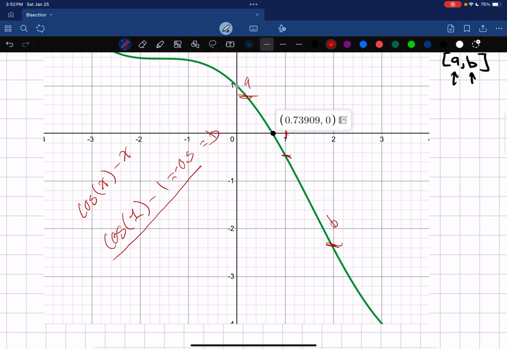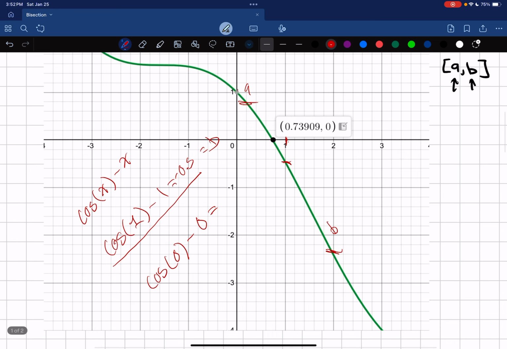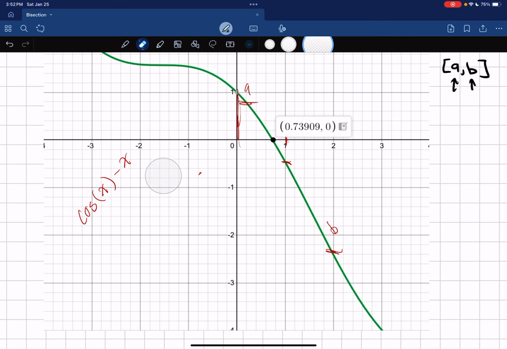Now I want to find a positive one. Let's say cos at 0 minus 0 equals what? And we know obviously at 0 this will equal 1, and that's positive, so that's A. So you'll have to just sub in random points until you find a positive and negative number, and you're like, okay, that's my interval. So you kind of have to know some things in advance, and if you don't, you'll have to obviously use trial and error until you find positive and negative.